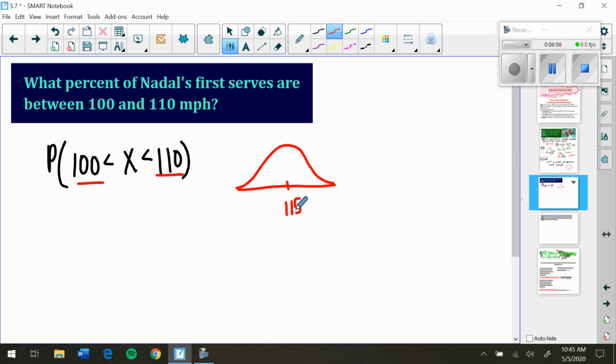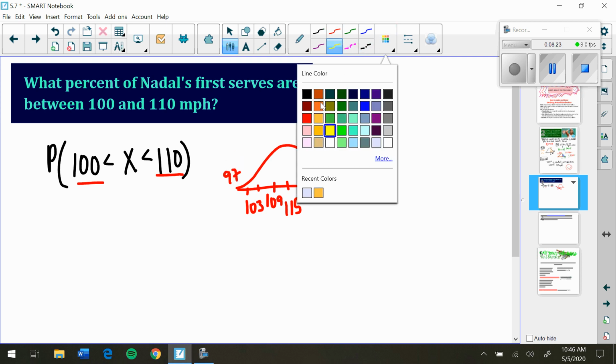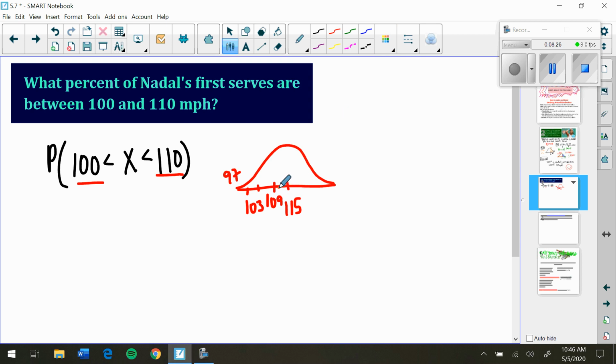Here's 115, the mean, and that means this would be 109, right? 115 minus 6 is 109. This is 103, and this would be 97. So 110 is right here-ish, and 100 is right here-ish. I'm looking for this shaded area. Well, I first need to find 2 z-scores. So for this one, my z-score would be 100 minus 115 over 6.